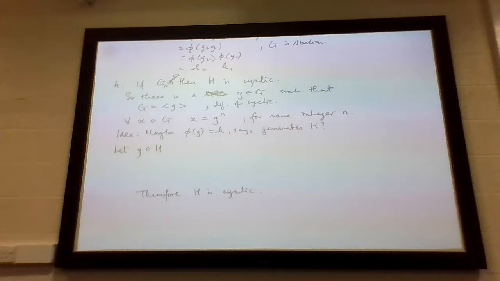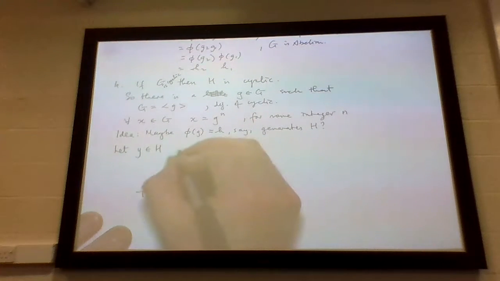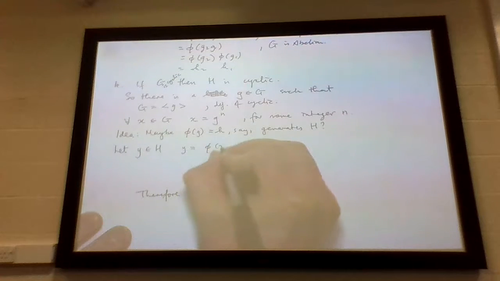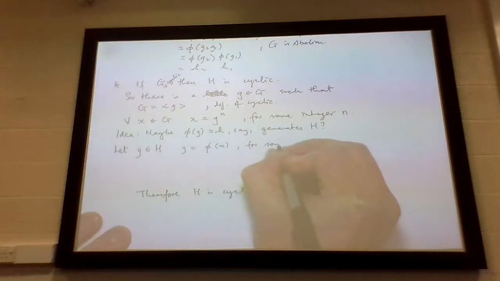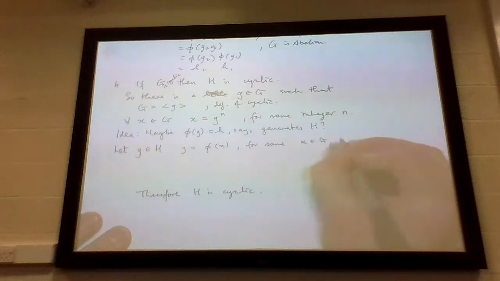That's what we want to say about y. What can we say about y at the beginning? Well, phi of g is a special thing over here. y is something over there. y is phi of x. Where's x? x is an element of G, because phi is surjective. So we know y is equal to phi of x for some x in G, since phi is a bijection.